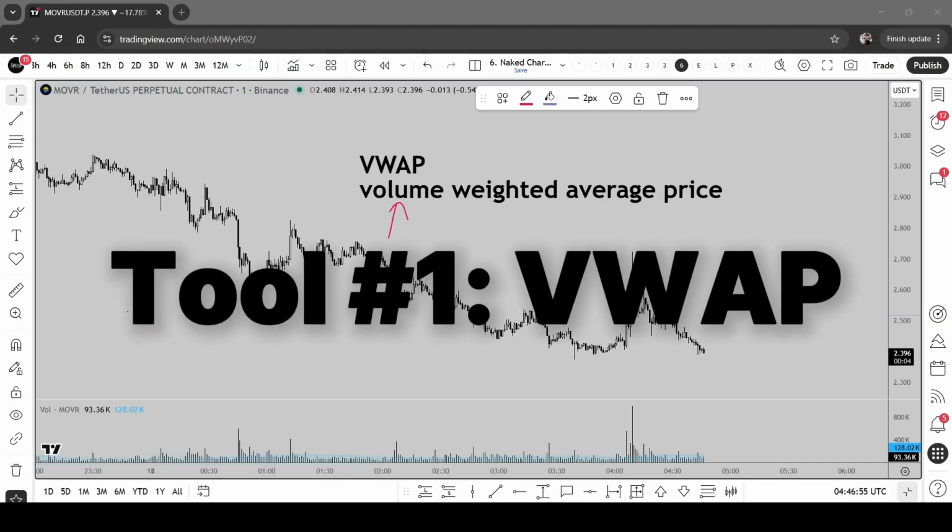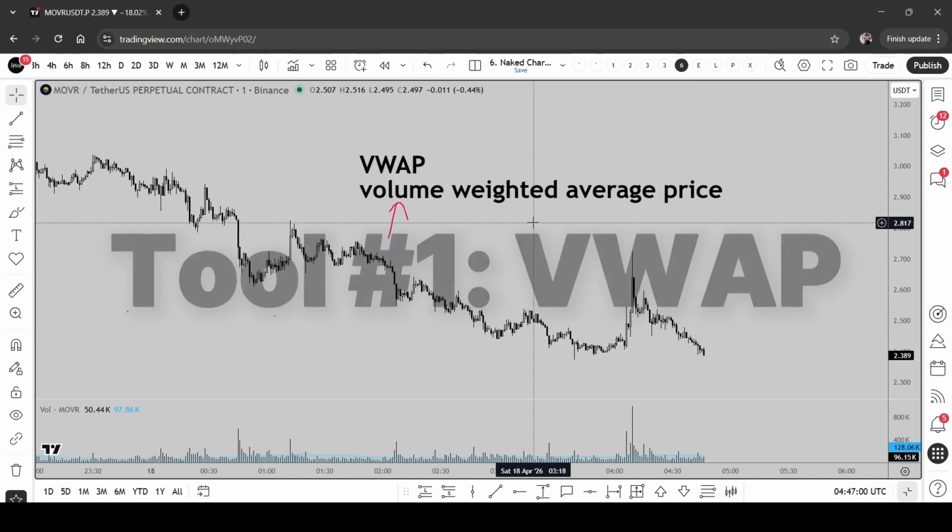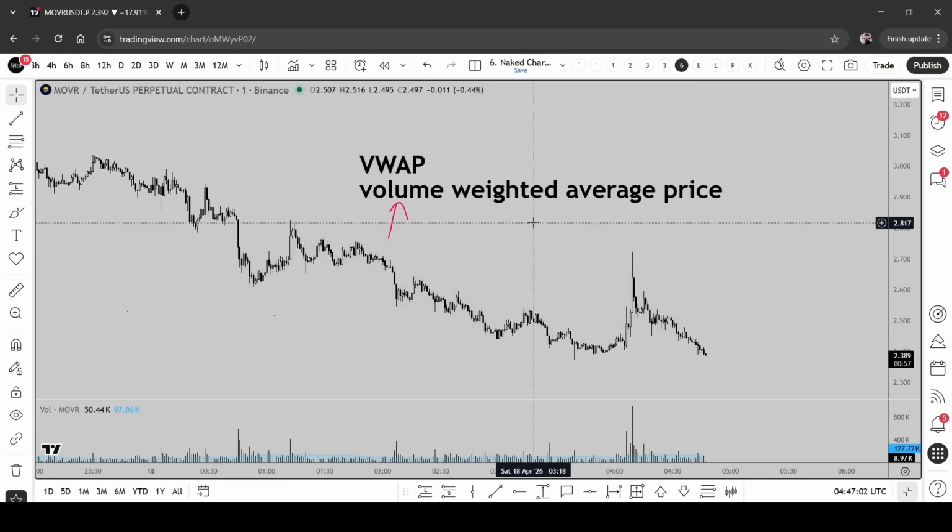I'm going to show you how to set up the VWAP, also known as the volume weighted average price. Now, what the VWAP is, it's just a variation of a type of moving average. That's it. So it's not better or worse than the other moving average tools that are out there. It's just one of the variations.